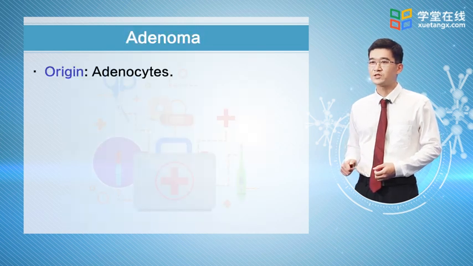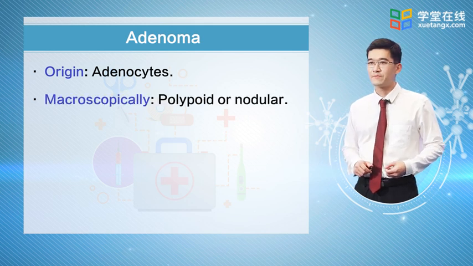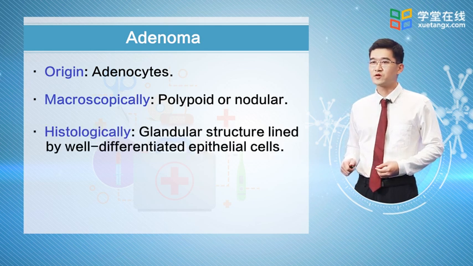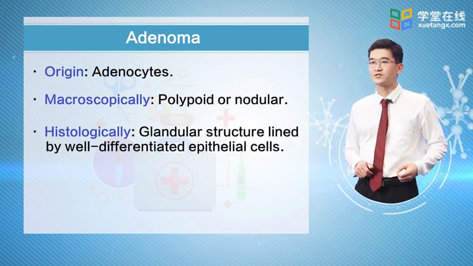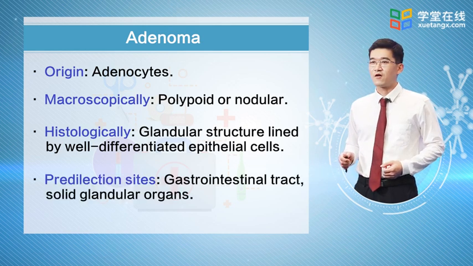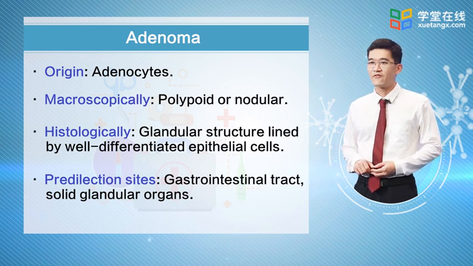Adenomas are benign tumors of glandular or ductal epithelium. They can be polypoid or nodular in growth appearance. The adenoma cells usually form glandular structures. Tumor cells are well differentiated and often continue to produce secretions. Thus, the cells of a colonic adenoma may produce mucin, or a thyroid adenoma, thyroxin.